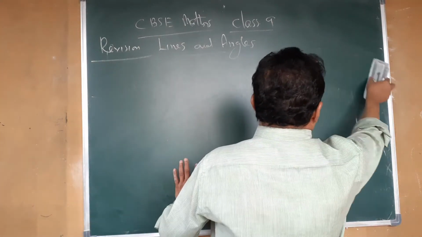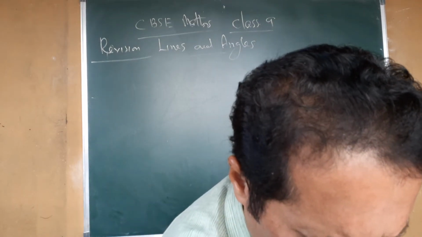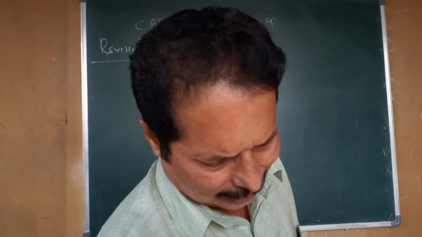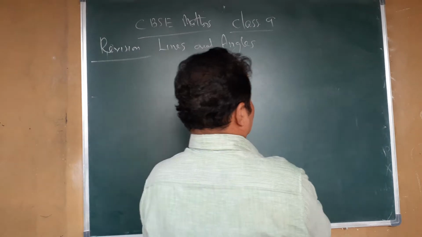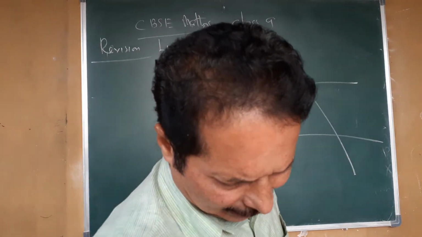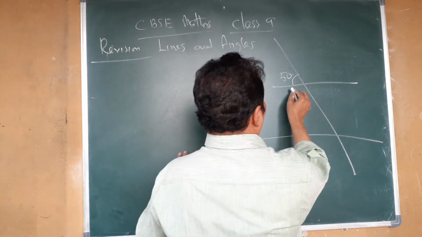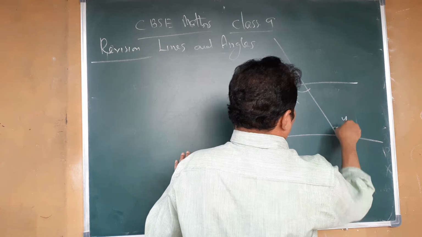Is it clear? And the picture is given in the figure, that is in 103. In the same page there is an exercise. Two parallel lines are given. Here there is a transversal. Look here. This angle is 50. Find X, Y and Z.